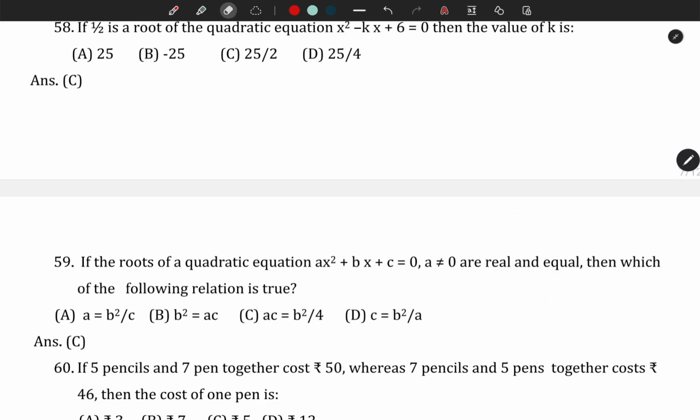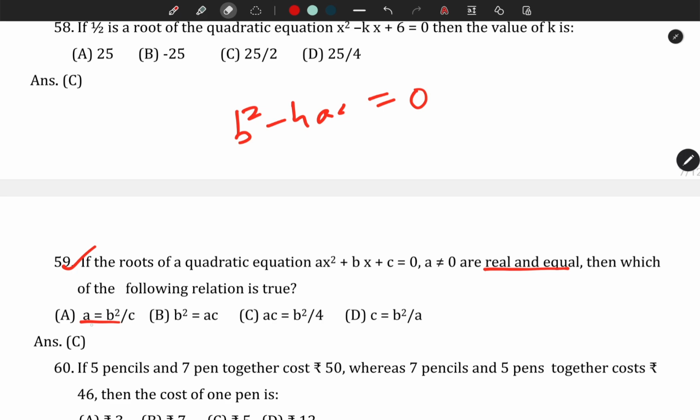Question 59. If the roots of the quadratic equation ax square plus bx plus c are real and equal. Real and equal means the discriminant should be equal to 0. So b square minus 4ac equals 0. Let's see the options.